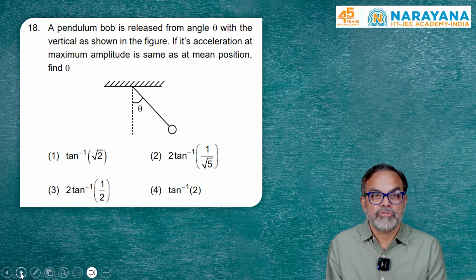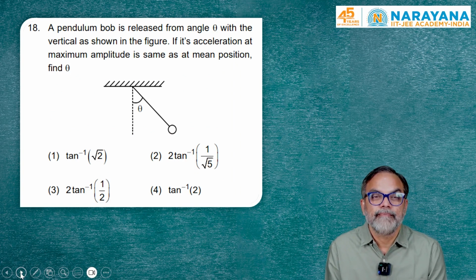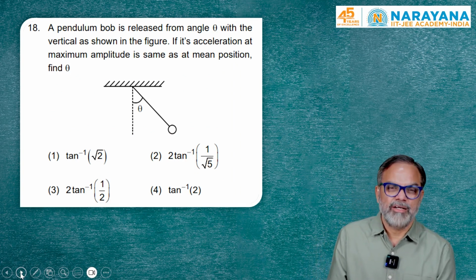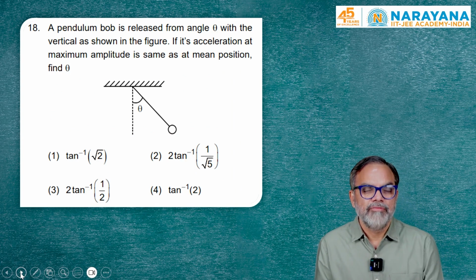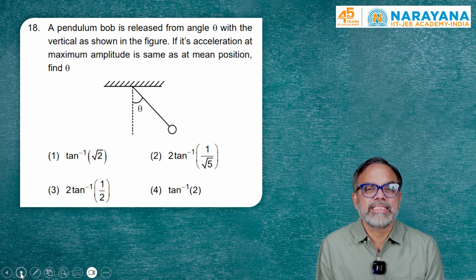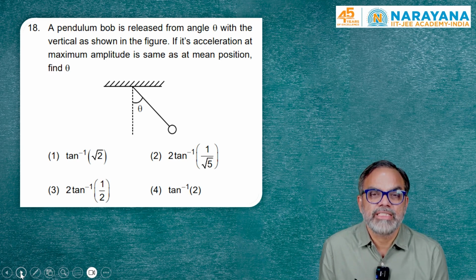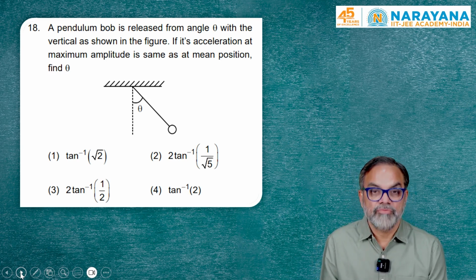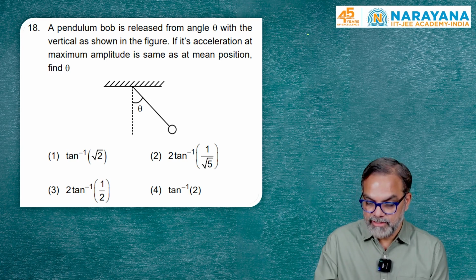So we take this question. Yeah, it's a good question. I will put it in the category of a difficult question, I cannot call it a moderate question. We have a question: a pendulum is released from angle theta with the vertical as shown. If its acceleration at maximum amplitude is same as acceleration at mean position, we have to find this angle theta.